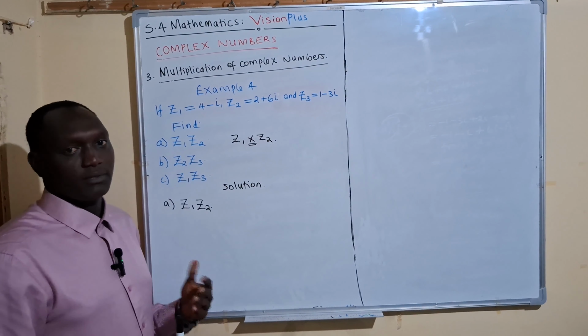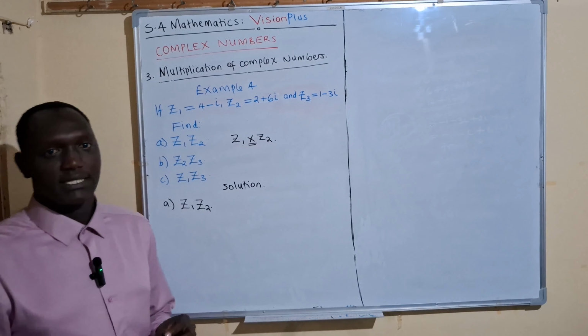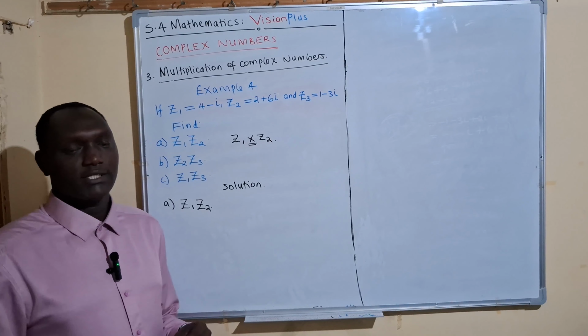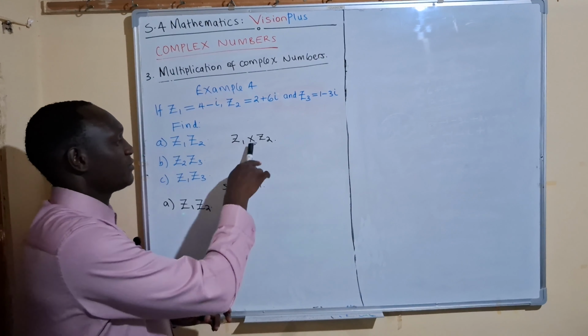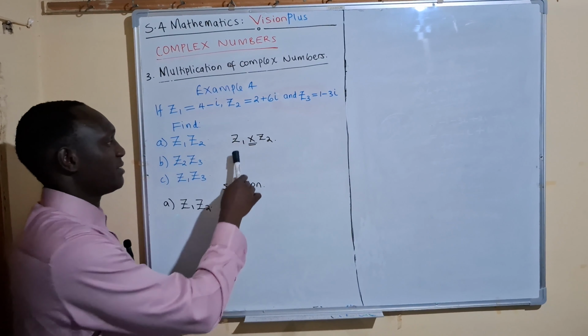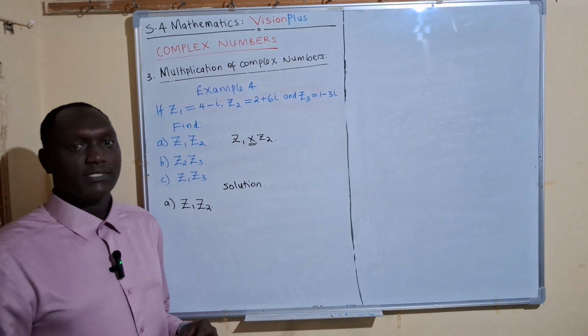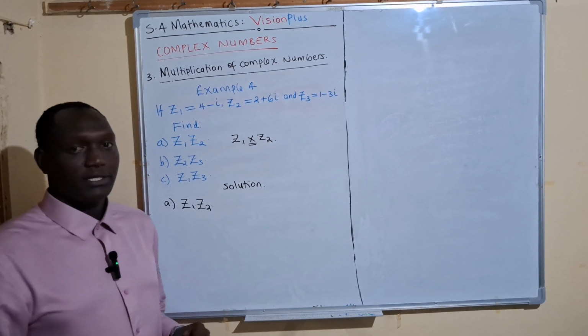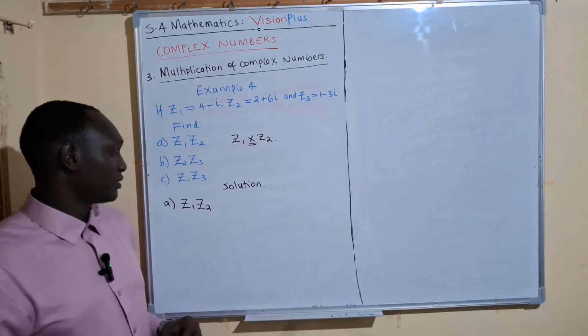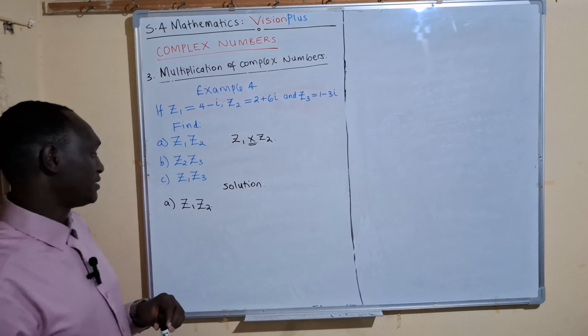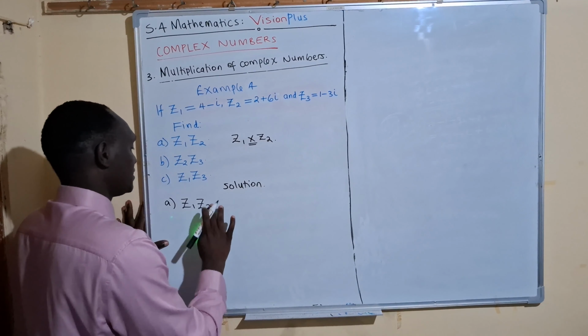Why? Because there is a concept in mathematics, very common in additional mathematics, where this one is cross. This is the same as Z1 cross Z2, and that always has a different implication from multiplication. So in most cases, they just say Z1Z2. So Z1Z2 means Z1 times Z2.